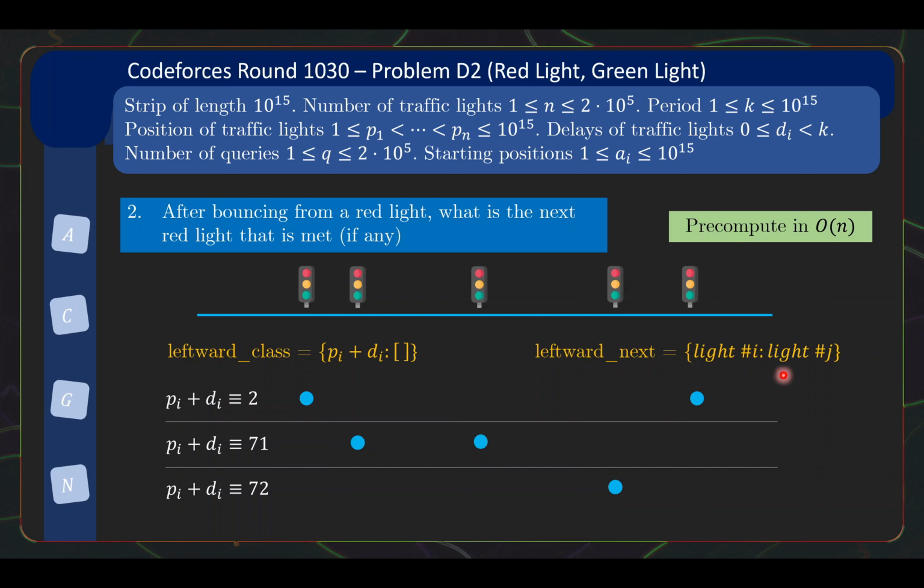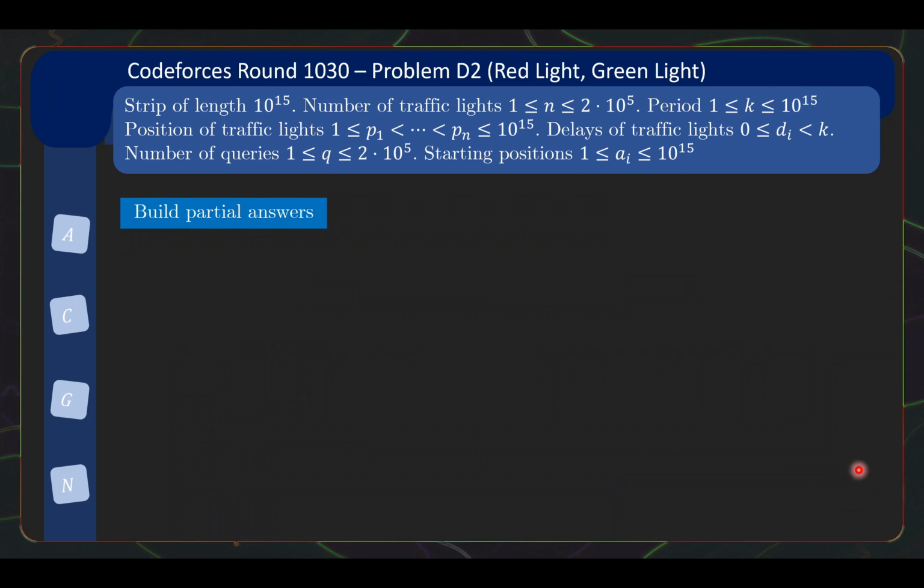And I'm also going to create the leftward next lookup table where if I bounce at traffic light i from the left, what is the next traffic light that is going to be red? So same thing, you can pre-compute this in order n. Okay, now that we have this very useful lookup table, we know that when we bounce at a traffic light, what is the next traffic light that will be red, and we can look this up in one operation.